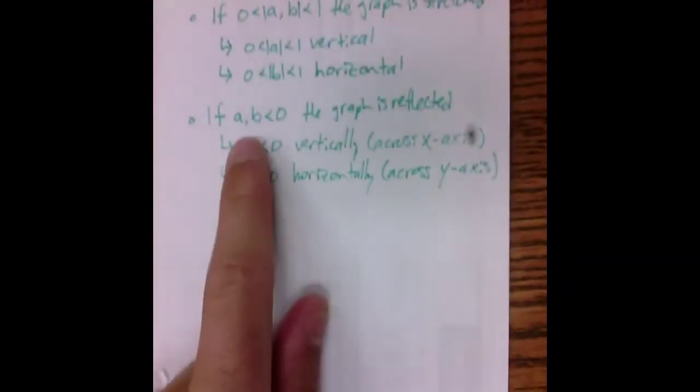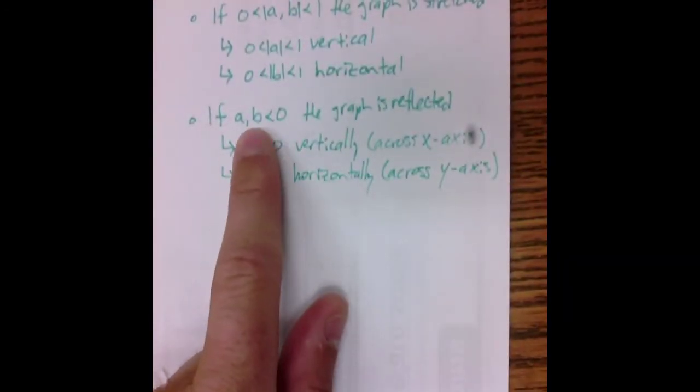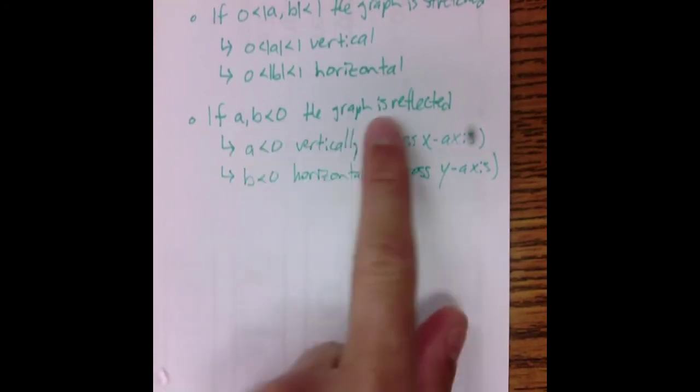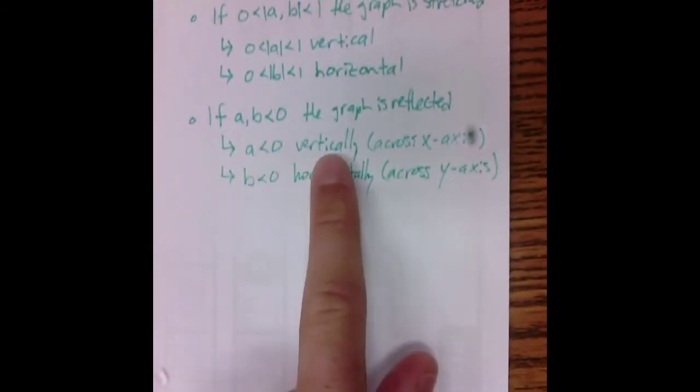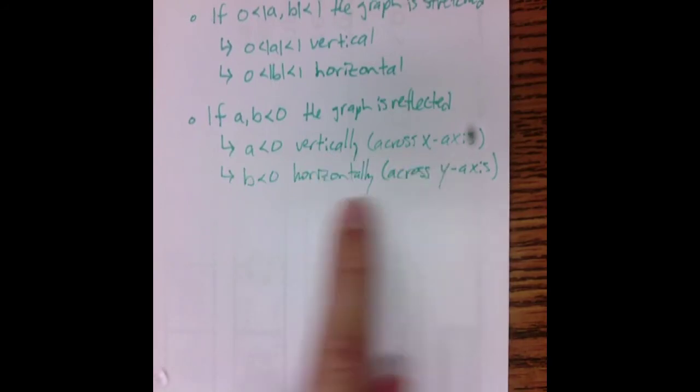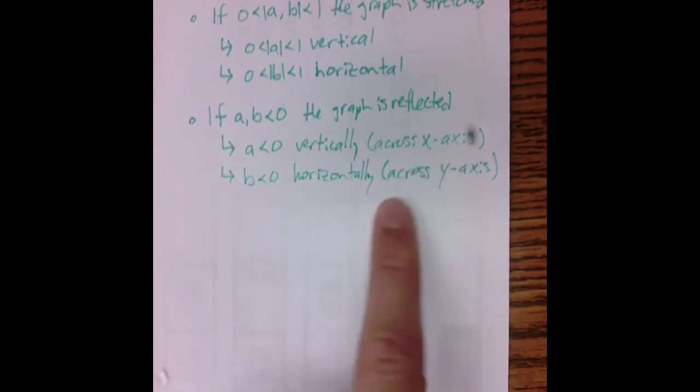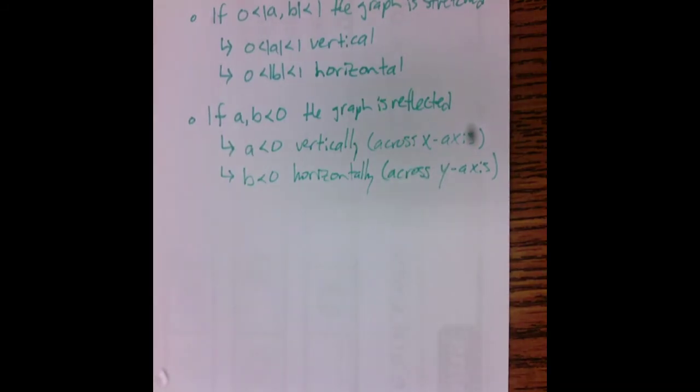Now, if either A or B directly, not absolute value, of course, is less than 0, that just means it's reflected. If it's A, right, the number with Y, then it's a vertical reflection across the x-axis, or B represents a horizontal reflection across the y-axis.